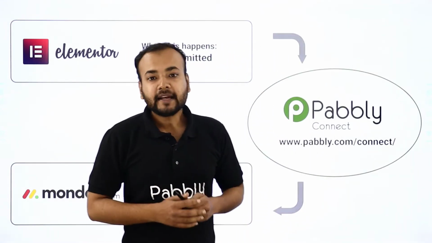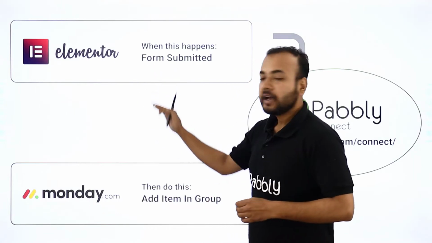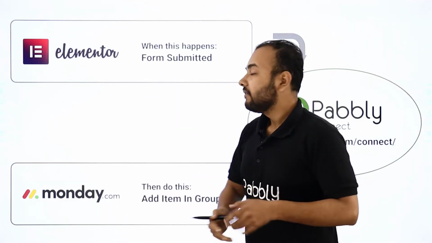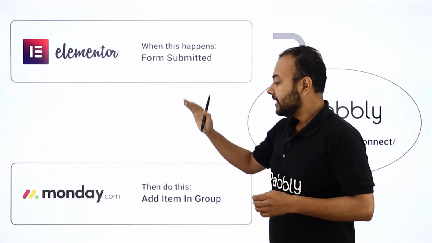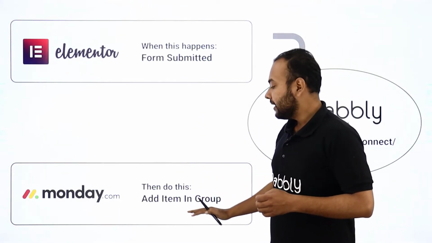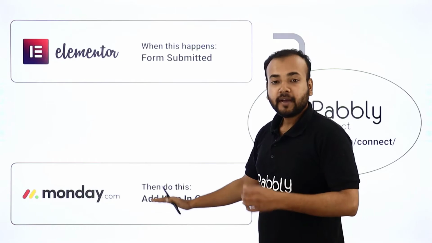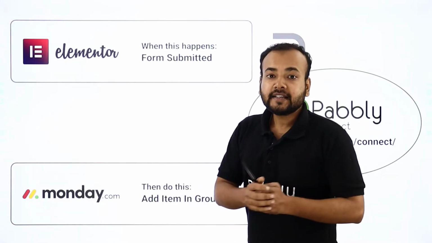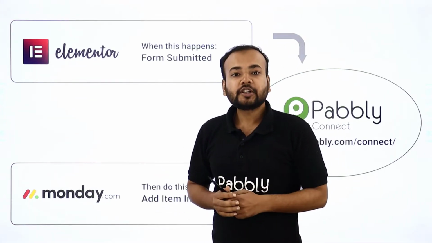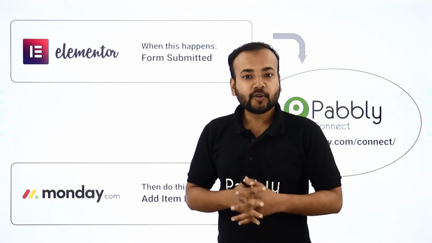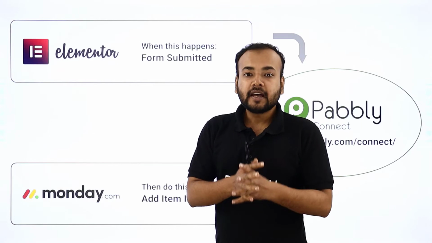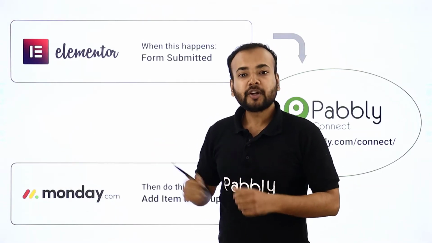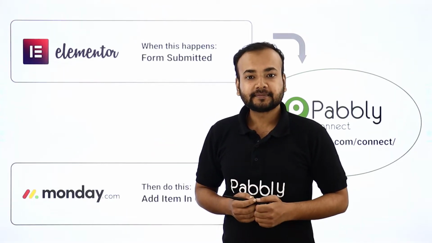So guys, what Pabbly Connect will do, it will connect these two applications together such that whenever you receive a form response here in Elementor, the data will be delivered automatically to Monday.com and added here as a new item in a specific group. And guys, the best part of making this automation is that you will not require any coding skills or programming knowledge. So now let me show you the process by which you can also make this automation on my computer screen.